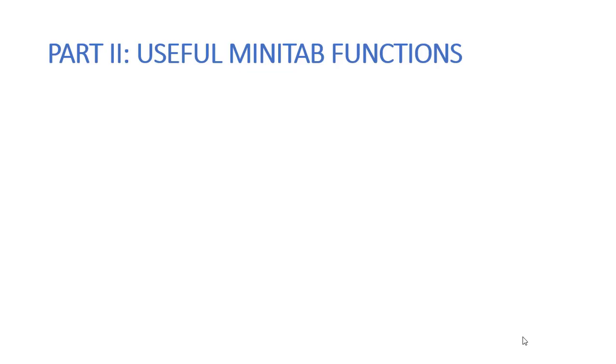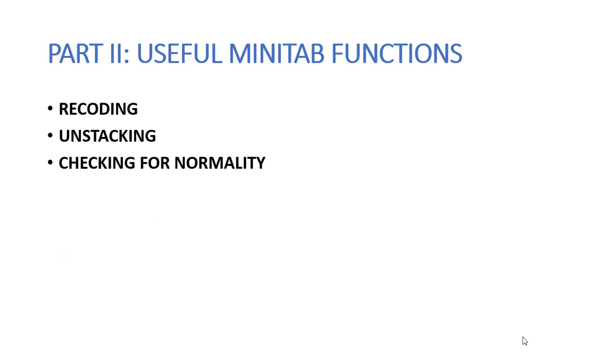Okay, now we are ready then for part 2. In this part, we're going to learn about some useful Minitab functions that we will need for our future programs. We're going to learn about recoding. We're going to learn about unstacking, and then we're going to review how we check for normality and correlation.